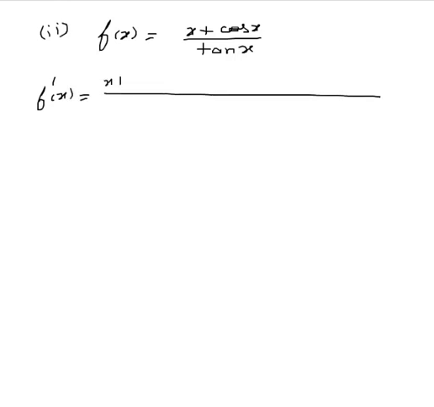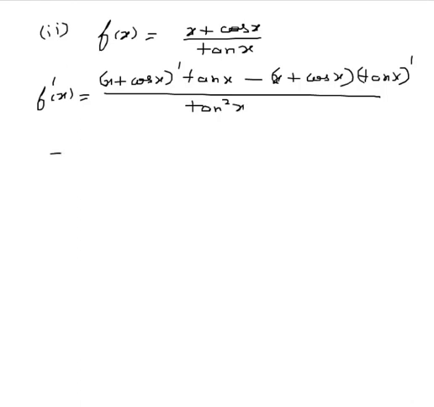Now the second subdivision of example 22. f of x is equal to x plus cos x divided by tan x. Write the quotient rule: u dash into v minus u into v dash, divided by tan x the whole square, which can be written as tan square x.